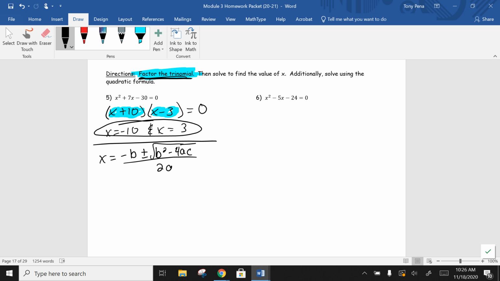All right. So when we go to plug these in, let's list our A, B, and our C. A has to be the 1 in front of the square term. B has to be the 7, and C has to be that -30.